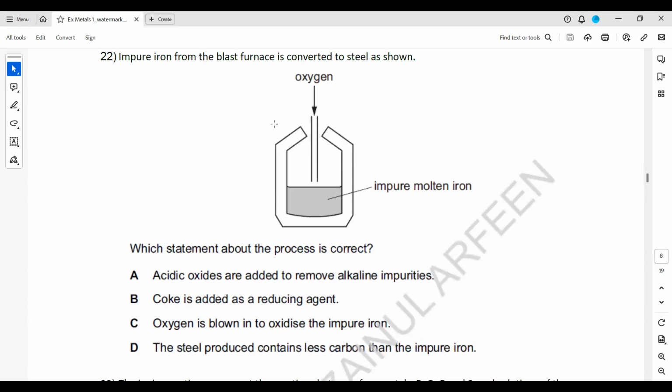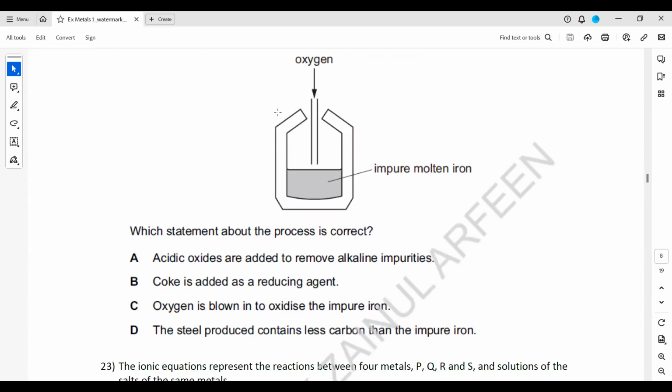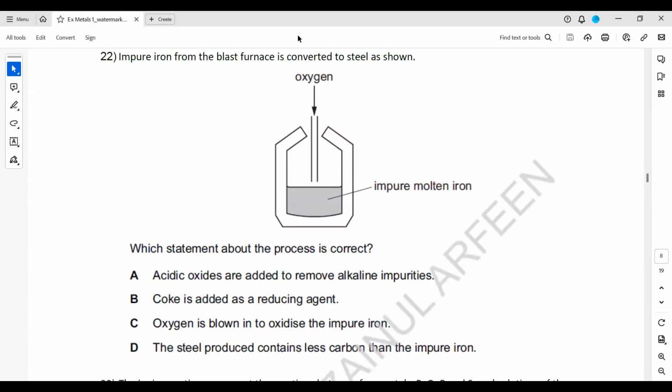Impure iron from a blast furnace is converted into steel as shown. Molten iron is there. Which statement about the process is correct? Acidic oxides are added. No, acidic oxides are not added. Coke is added. No, coke is not added. Oxygen is blown in to oxidize the impure iron. No, it is not oxidizing iron. Steel produced contains less carbon.